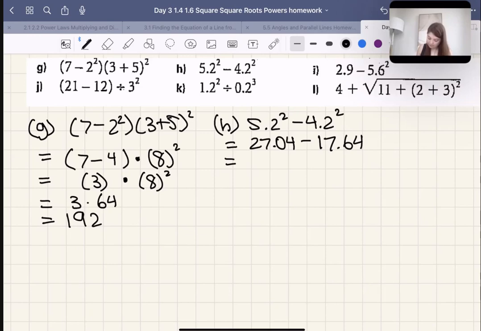Okay. And then is there any multiplication or division? No. Is there any addition or subtraction? Yes, there is. And if we subtract here, we get 9.4, and that's our answer.